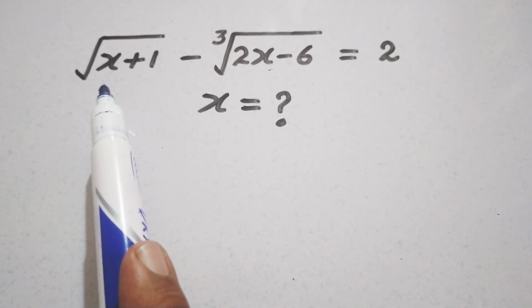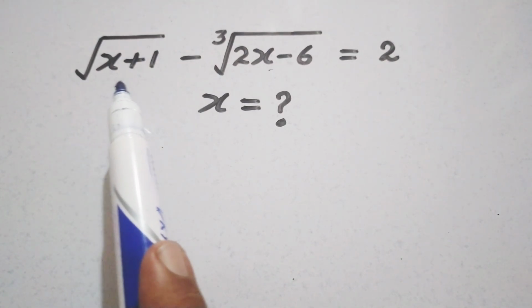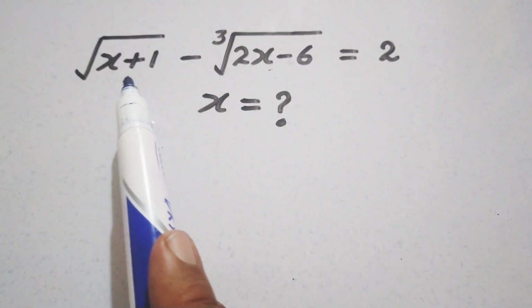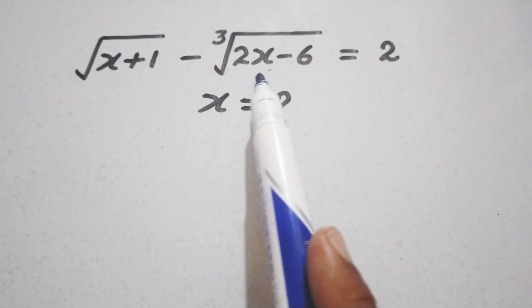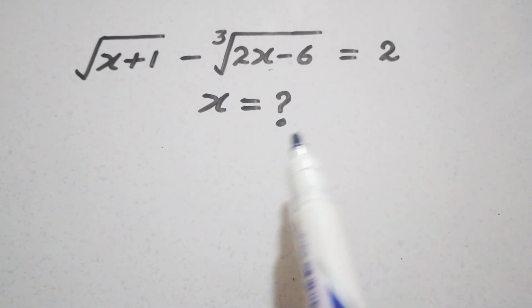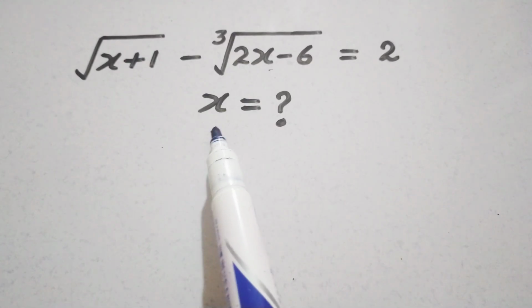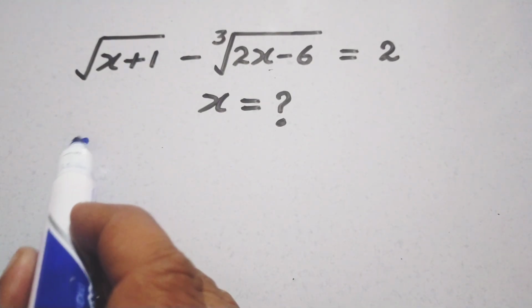Hello everyone, you are welcome to solve this very nice radical problem. Square root of x plus 1 minus cube root of 2x minus 6 is equal to 2. And we are interested to find x. Let's come to the solution.